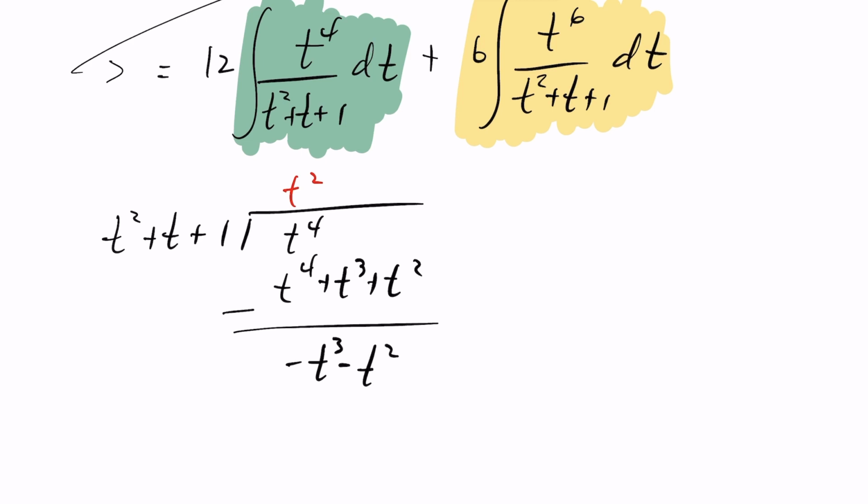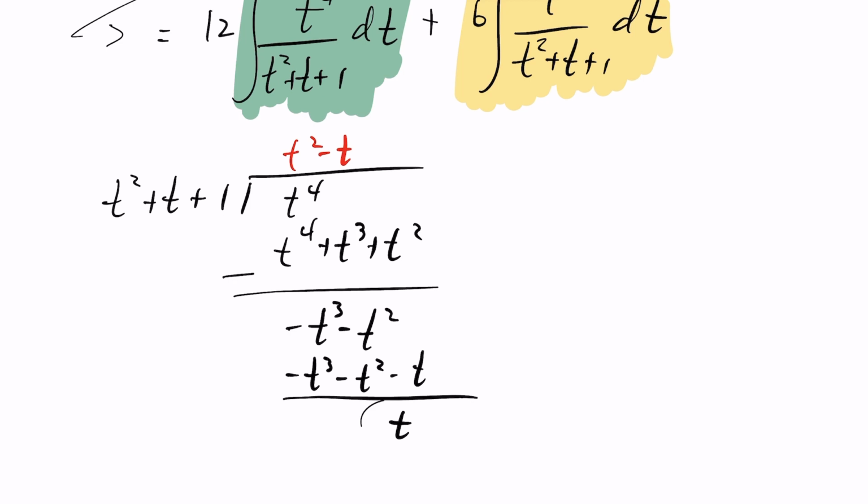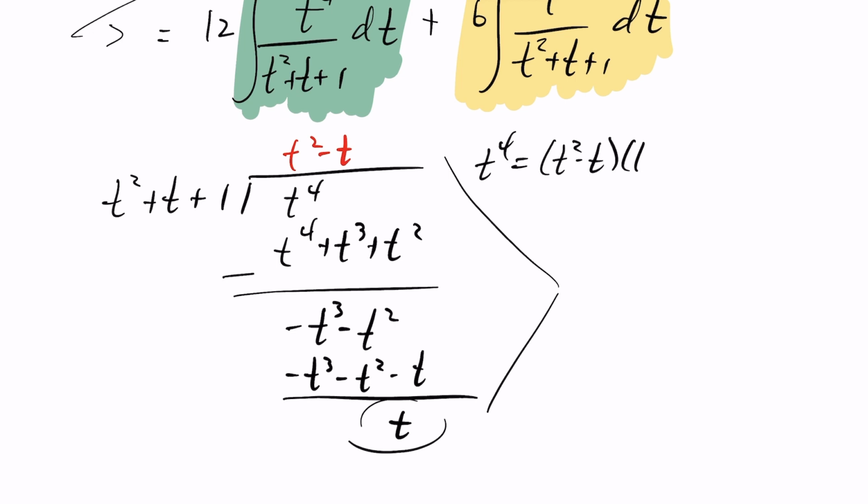And then we're going to continue this here. This will be a minus t, giving me negative t cubed minus t squared minus t. Subtracting up, I get t. And then you'll see that we are now done here. So putting this together, I now know that t to the power of 4 is going to equal t squared minus t times t squared plus t plus 1, plus t here.